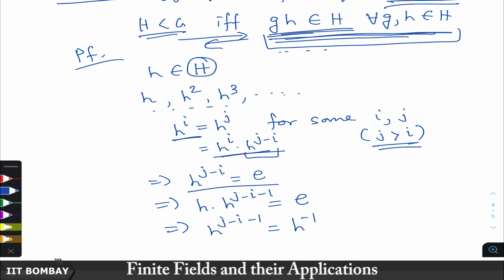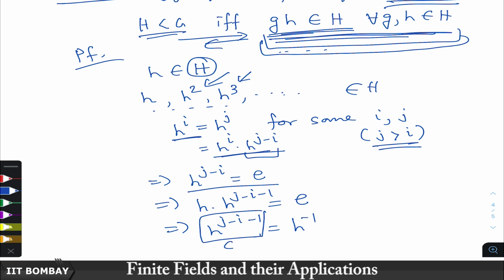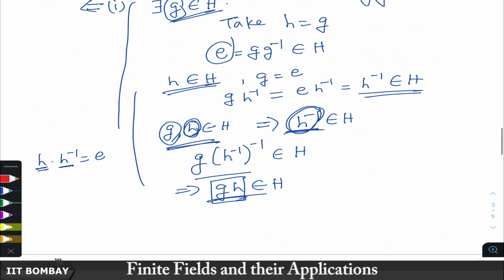So, this is a power of H as well, and hence this is there in the subgroup by this property. By this property, if you multiply H with H repeatedly, they all belong to H. So, H power j minus i minus 1 also belongs to H, and so H inverse belongs to H. So, this proves that. So, if this holds, then the second property automatically holds.